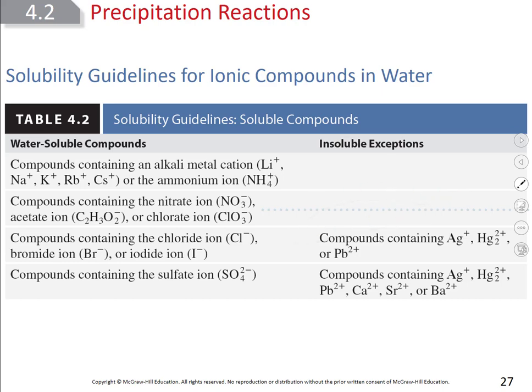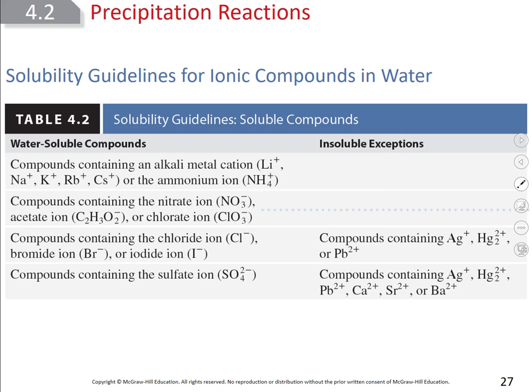Third rule, if you contain chloride, bromide, iodide, you are soluble, but now we have exceptions. If you have silver, mercury, or lead, then you are insoluble, and that's exactly what we formed here. Here, we took iodide and reacted with something that contained lead. So once the iodide and the lead made a compound, that was one of the exceptions, it became insoluble.